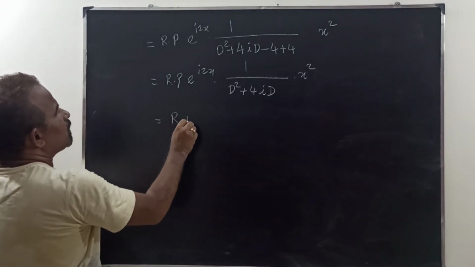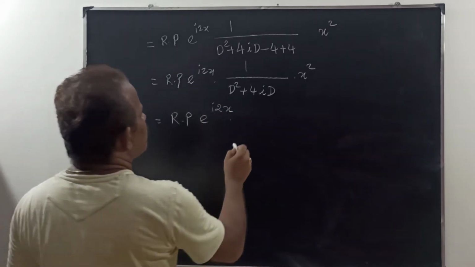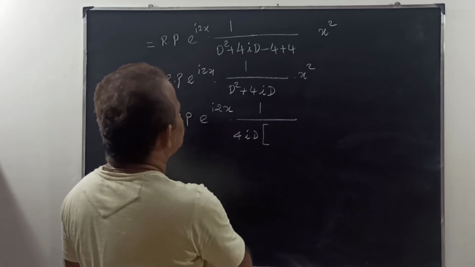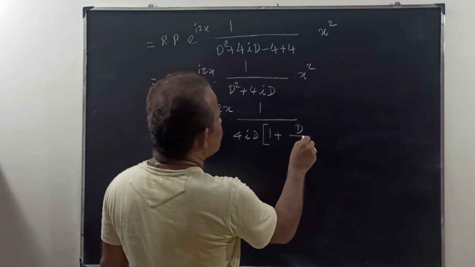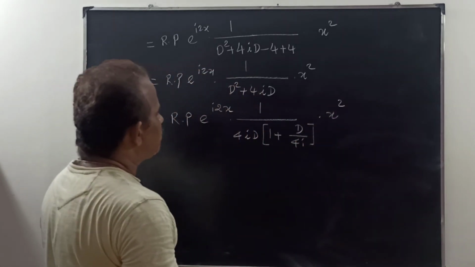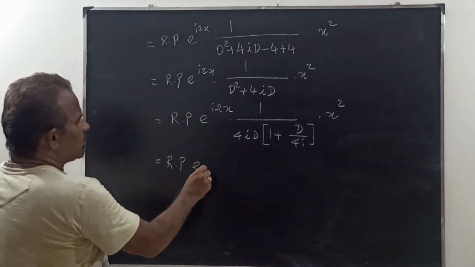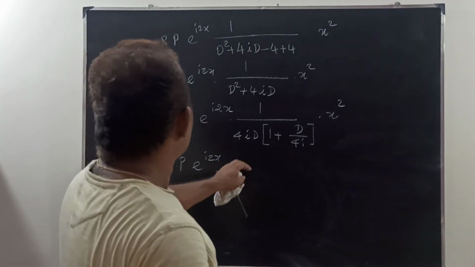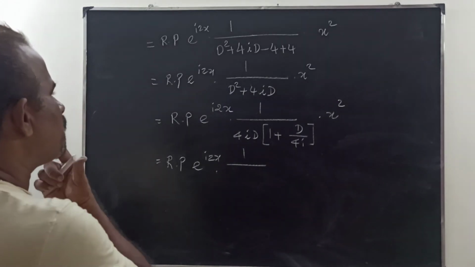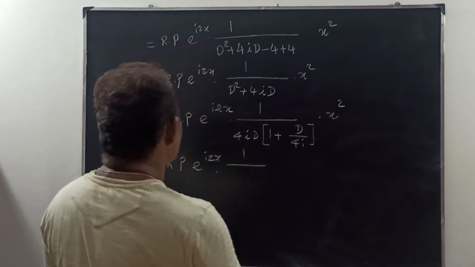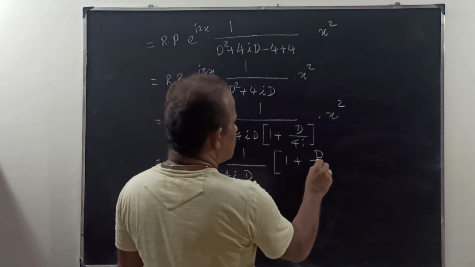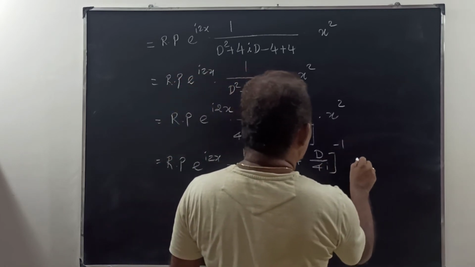Therefore again I can write the real part of e^(2ix) into 1 by, I will take out 4iD, into (1 + D/4i) into x². So therefore I can write the real part of e^(2ix) into 1 divided by 4iD into (1 + D/4i)^(−1) into x².